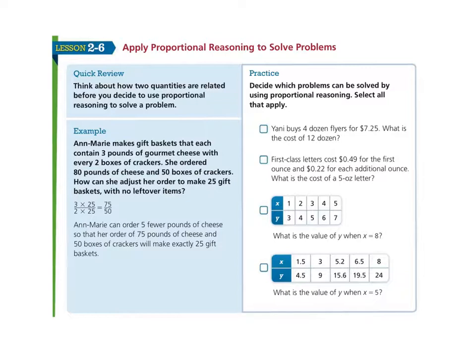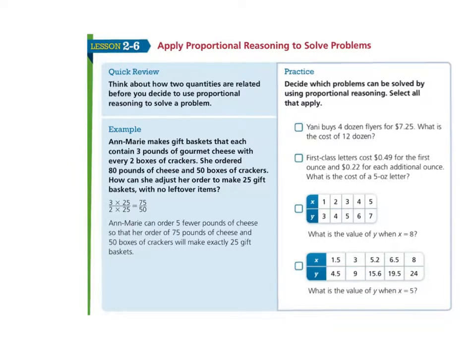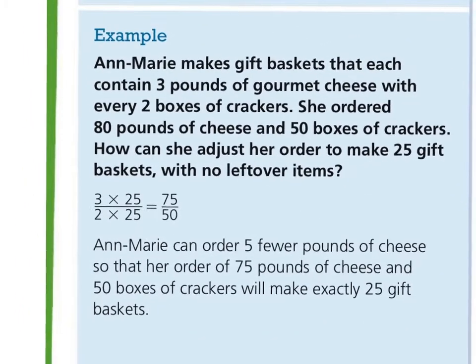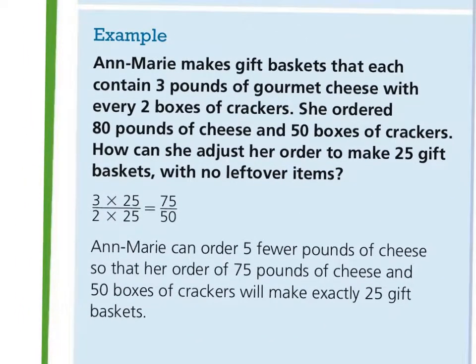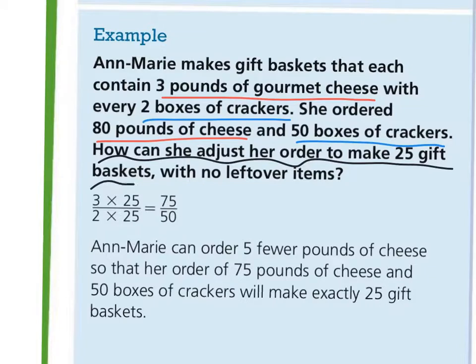Lesson 2.6 is on applying proportional reasoning to solve problems. So if we look at the example over here, Anne-Marie makes gift baskets that each contain 3 pounds of gourmet cheese with every 2 boxes of crackers. So she ordered 80 pounds of cheese and 50 boxes of crackers. How can she adjust her order to make 25 gift baskets, each with no leftover items?